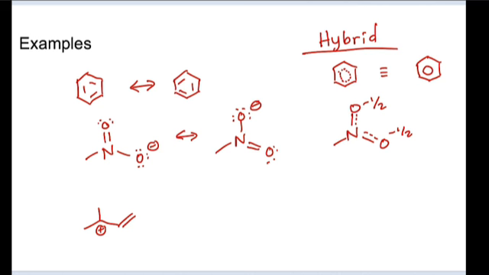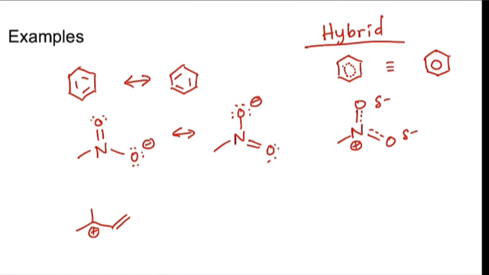or both rather, simultaneously. If we don't want to go so far as to label the exact charge, you could also indicate that these oxygens are both delta minus, so just show a partial charge.